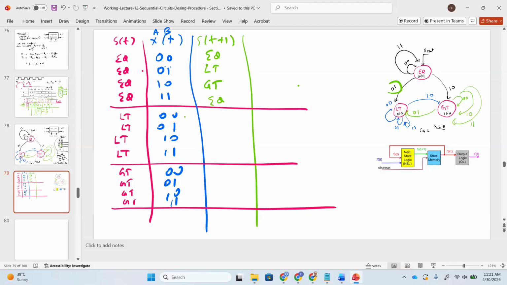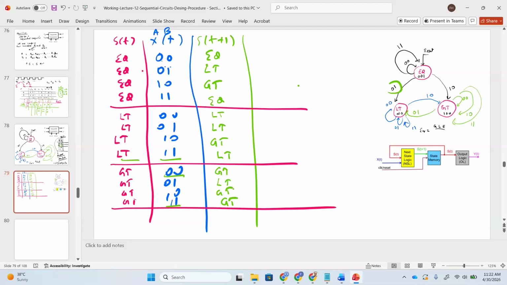Now I'm in LT. Please remember, if I'm in LT and the inputs are equal, it stays in LT. Here it stays in LT. Here it stays in GT. 1 1, it stays in GT. Got it or not got it? If they are equal, the state stays as the current state. Okay, now let's assume we have LT and it's 0 1. 0 1 stays in LT, and 1 0 it goes to GT. And again we have GT, we have 0 1, it goes to LT. Got it or not got it?